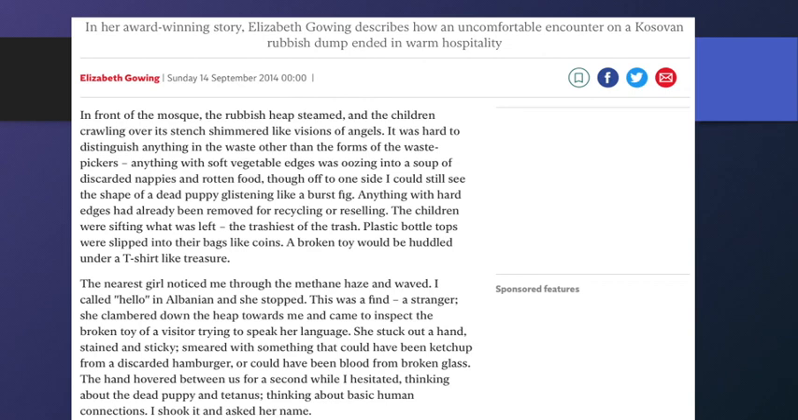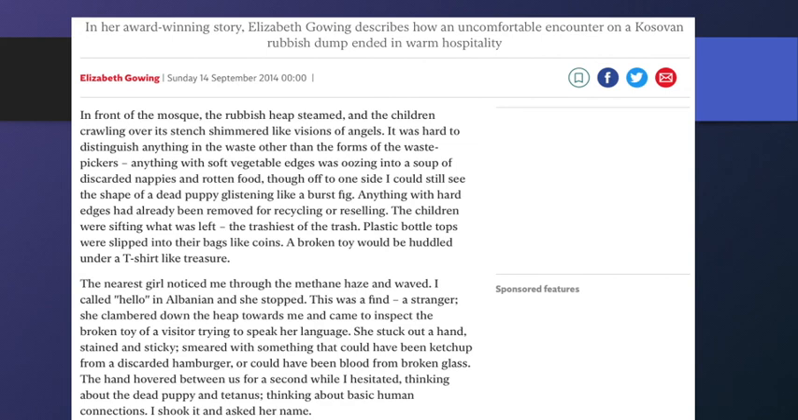All right. In front of the mosque, the rubbish heap steamed, and the children crawling over its stench shimmered like visions of angels. It was hard to distinguish anything in the waste other than the forms of the waste pickers. Anything with soft vegetable edges was oozing into a soup of discarded nappies and rotten food. Though off to one side, I could still see the shape of a dead puppy glistening like a burst fig.